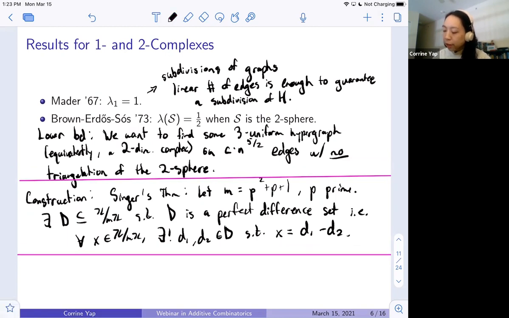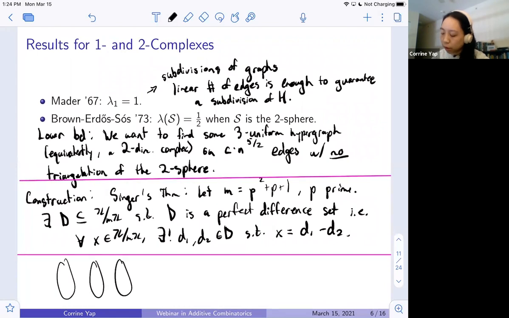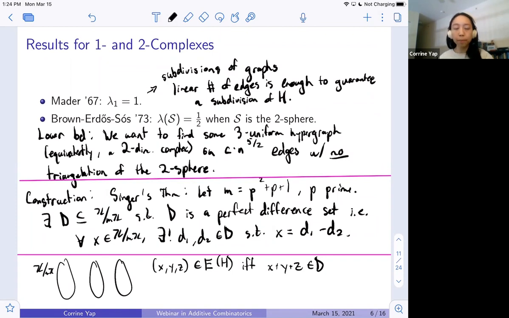So our hypergraph, we end up taking 3 copies of Z mod M, and the vertices correspond to these residues. And we say that X, Y, Z is an edge in our hypergraph if and only if X plus Y plus Z is in this perfect difference set. So that gives some additive structure to this hypergraph that we have constructed.